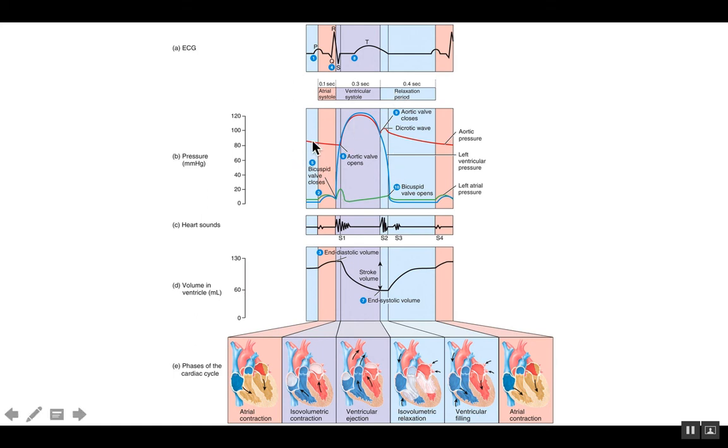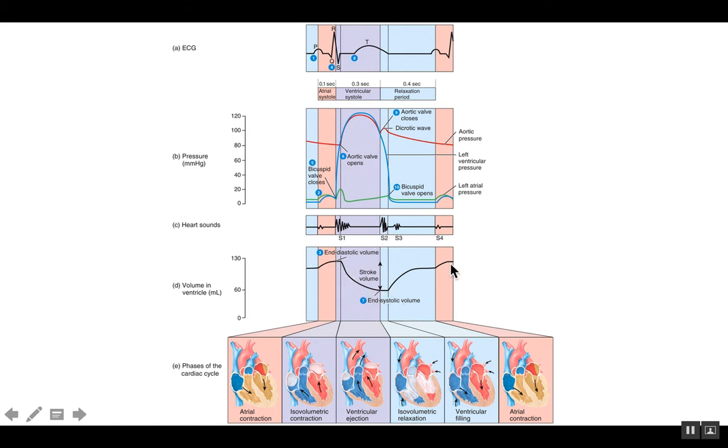Then they have the pressure graph showing the 3 really important places being your left atrium, your left ventricle, and your aorta. They line up the heart sounds. So the two most important heart sounds are S1 and S2. Those are where valves are closing. Either the AV valve closes at S1 or the semilunar valve closes at S2.